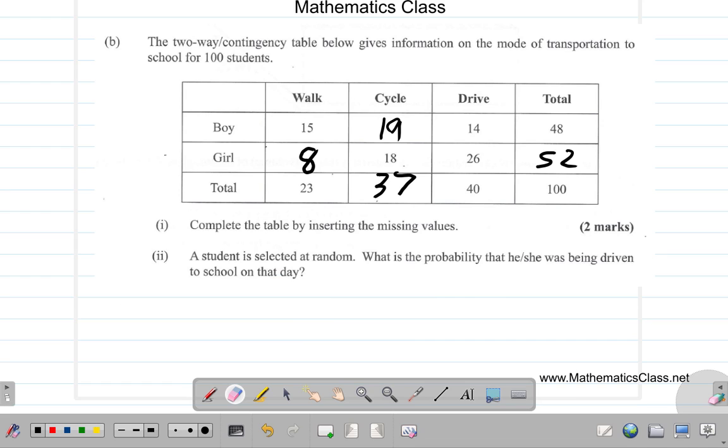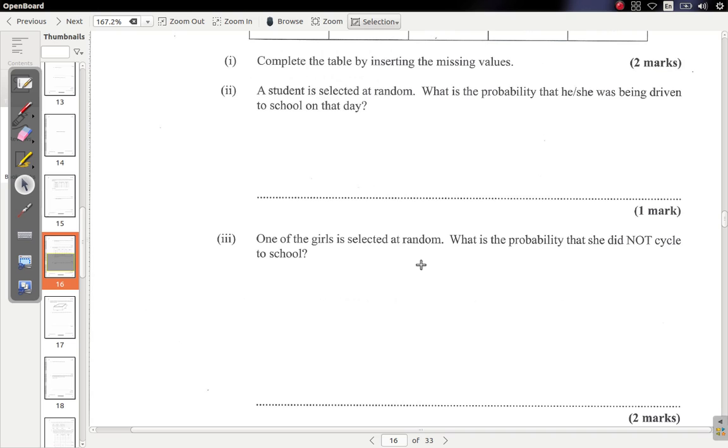Then separate the boys and just have the girls alone and select one of them at random. They say one of the girls is selected at random. So I'm going to assume anybody could have been selected, whether a girl or a boy, but they just select a girl at random. What is the probability? Oh, you have that condition. One of the girls is selected at random. You select the person already. What is the probability that she did not cycle to school?